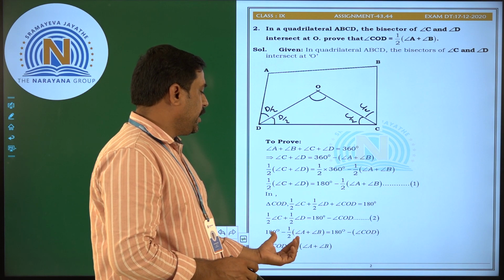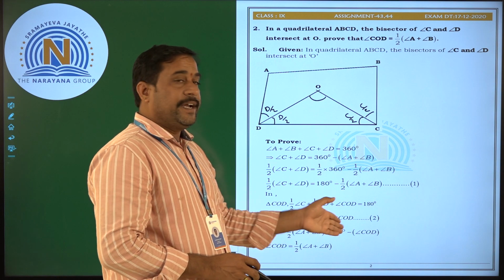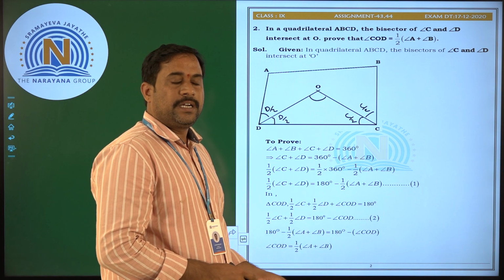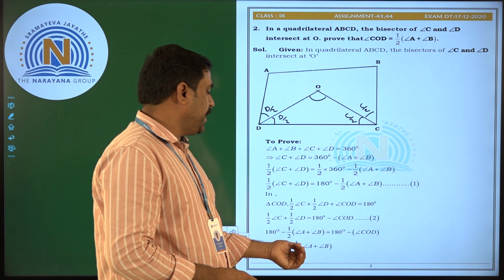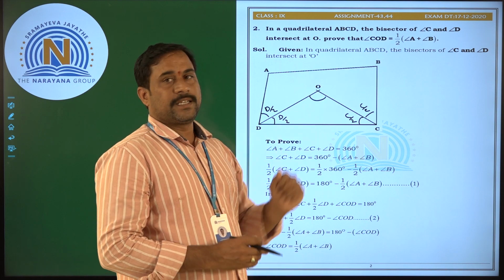So I substituted here. Both sides 180 will be cancelled and the negative sign is also cancelled, so angle COD is equal to, what am I getting? 1 by 2 of angle A plus angle B.